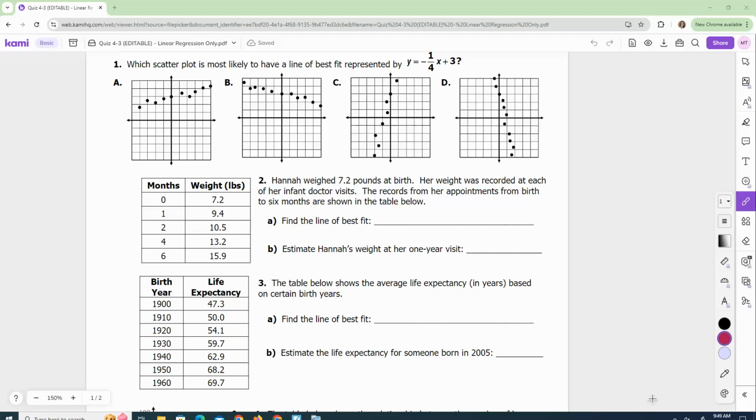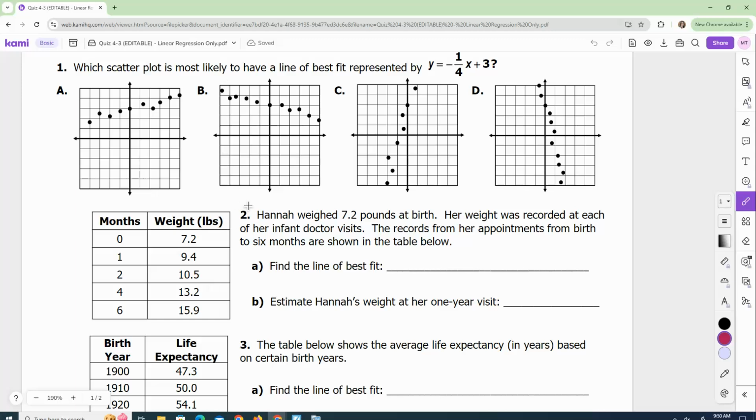So the first one, I want to know which scatter plot is most likely to have a line of best fit represented by y equals negative 1/4 x plus 3. Alright, so I am giving you an equation. I want to know which of these would be best. Can I graph y equals negative 1/4 x plus 3? How would you graph that?